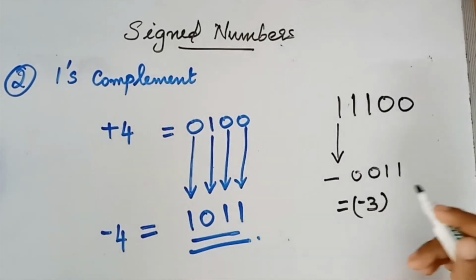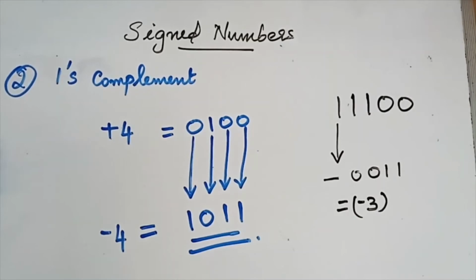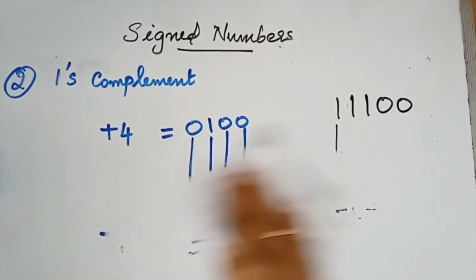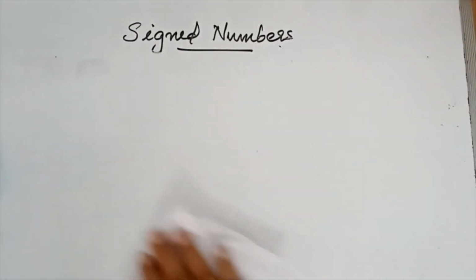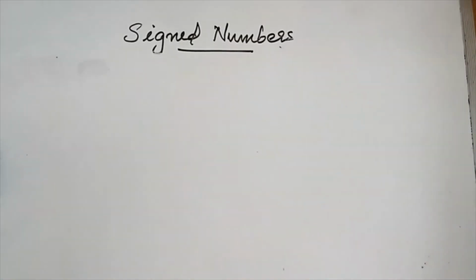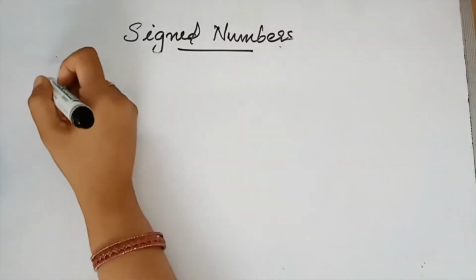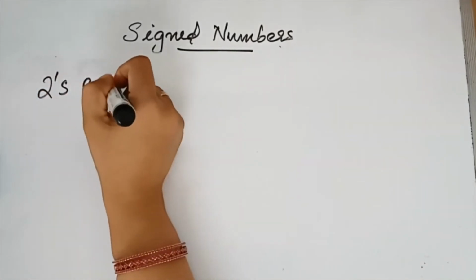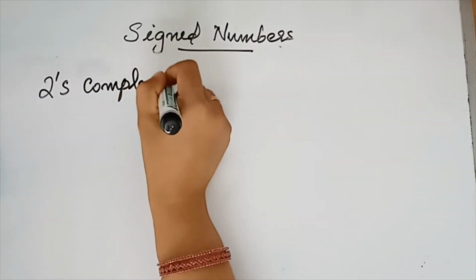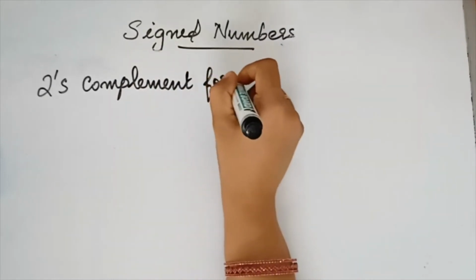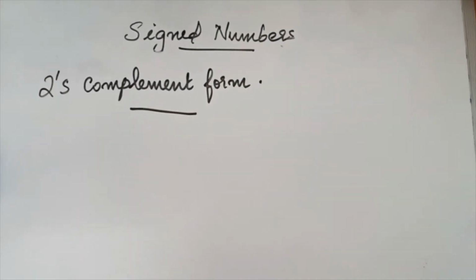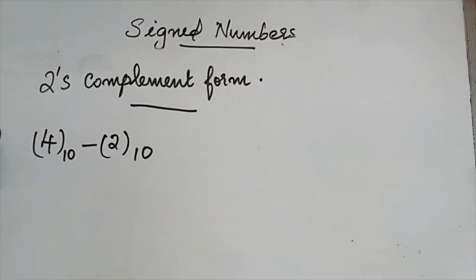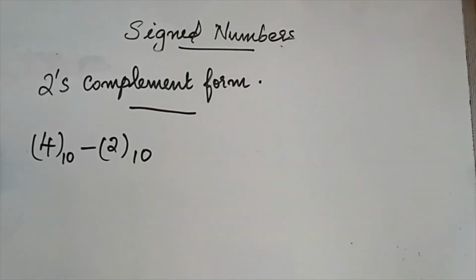So that is the sign magnitude form and the ones complement form. Now the last one and the most popular one which we will use in the subtraction is the twos complement form. So the question is 4 minus 2. You have to do this using binary subtraction.